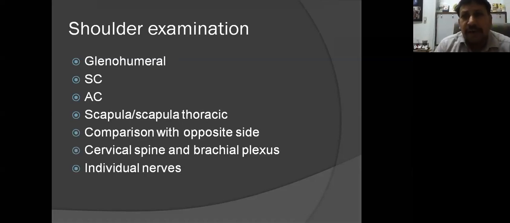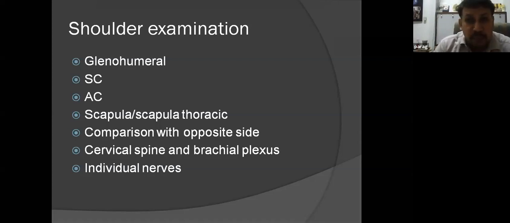So in general, when you say shoulder examination, we basically mean the shoulder girdle, and that includes the glenohumeral joint, the sternoclavicular, the acromioclavicular, the scapula at the back, along with the scapulothoracic articulation. Once you do that, you must examine the opposite side as well, or do it simultaneously, to see the difference between the normal and the abnormal side. Or if the patient has bilateral pathologies, then you can know the amount of involvement on both sides.